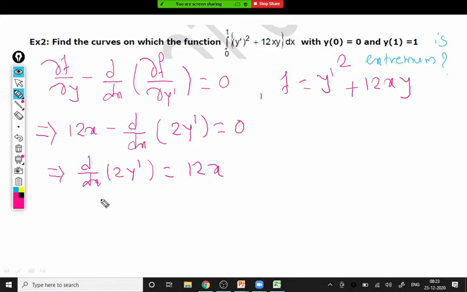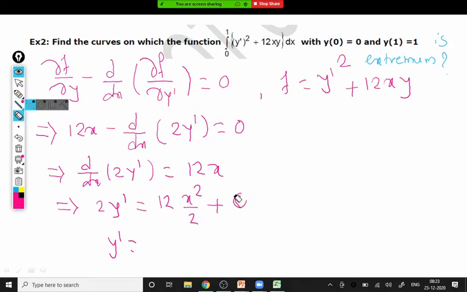Now integrating, no issue. The integration of the left-hand side is 2y'. What is the integration of the right-hand side? 12x^2 by 2, that is 6x^2, plus c. So what is the value of y'? It will be 3x^2 plus c. My mistake, correct: 3x^2 plus a constant c1.